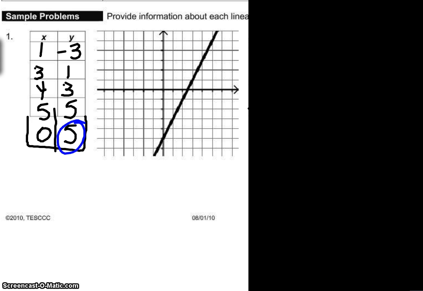Okay, looking at problem number 1 under my sample problems. Here, I came up with a table based on the graph. So if you fill out this table, my coordinate points are (1, -3), (3, 1), (4, 3), (5, 5), and I added another one, (0, -5). Now on the right-hand side, for A, it tells me that I need to fill in the table of values, which I just did. Then it tells me I need to find the slope.